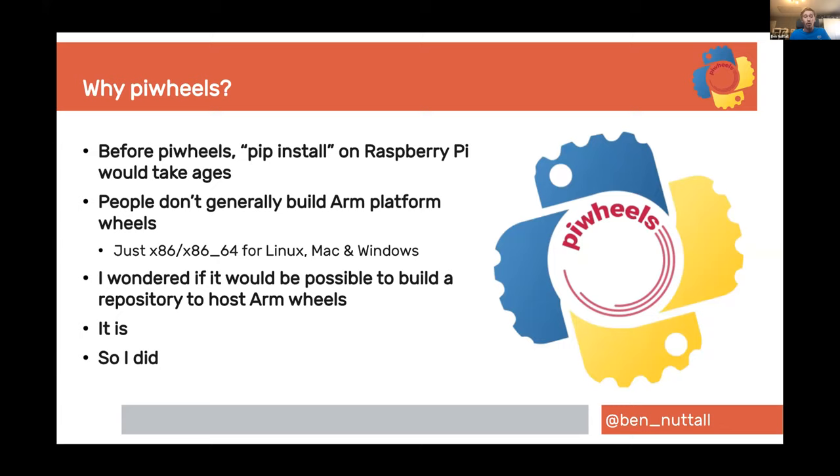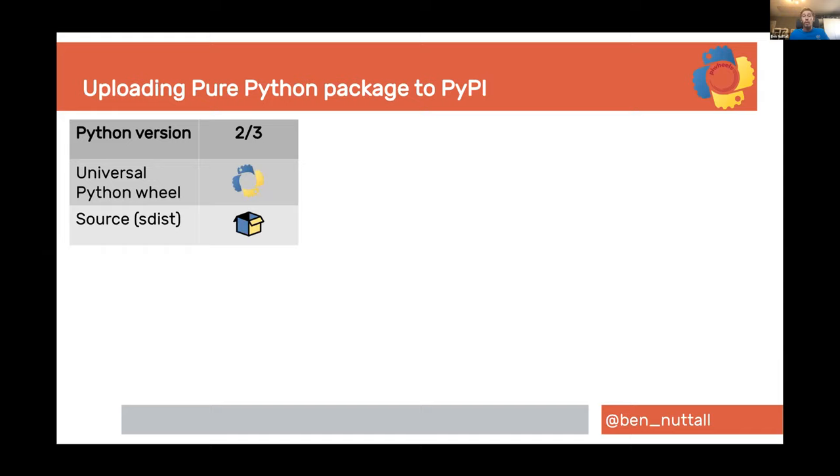So when you're uploading a pure Python package to PyPI, a lot of the projects I've worked on have been like this, you only need to upload two files generally. If it supports Python 2 and 3, you can create a universal Python wheel and usually provide the source distribution to go along with it. So you just upload those two files and everyone is able to use your library, your package.